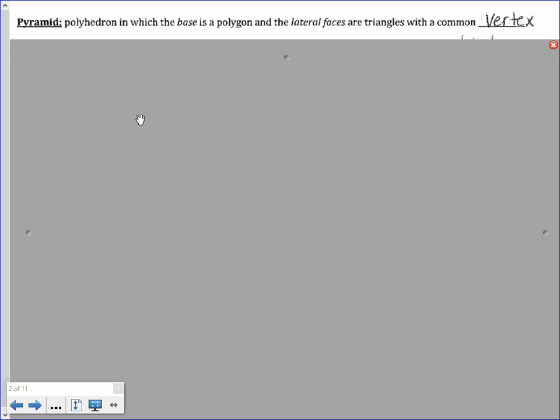So a pyramid is a polyhedron in which the base is a polygon, which we already talked about, and the lateral faces all have a common vertex. So your base is on one side, and then there's a common vertex where all of the lateral faces meet. All of the lateral faces for a pyramid will always be triangles.